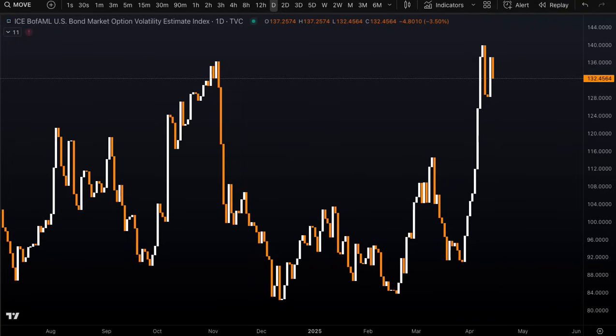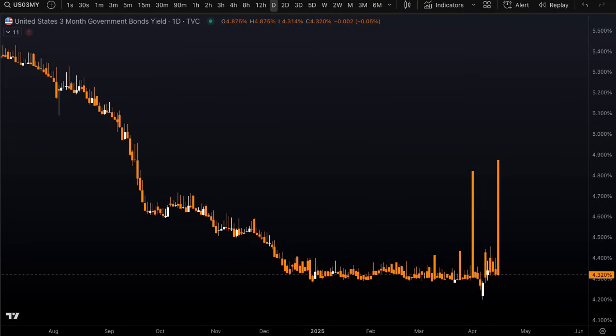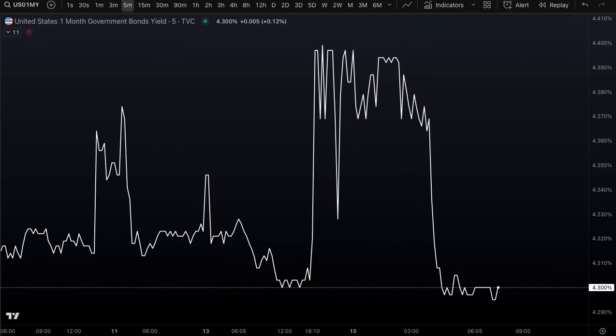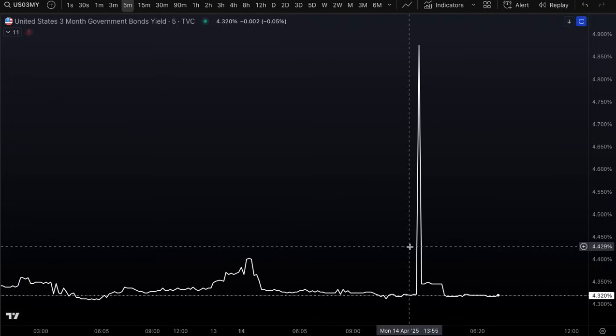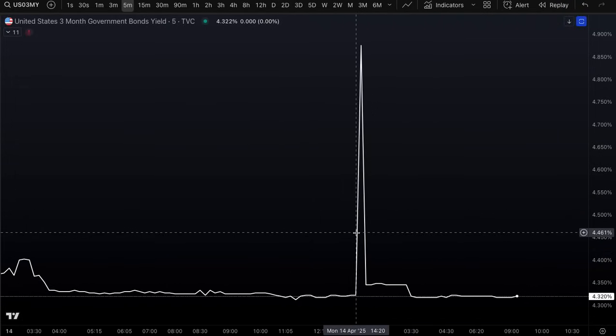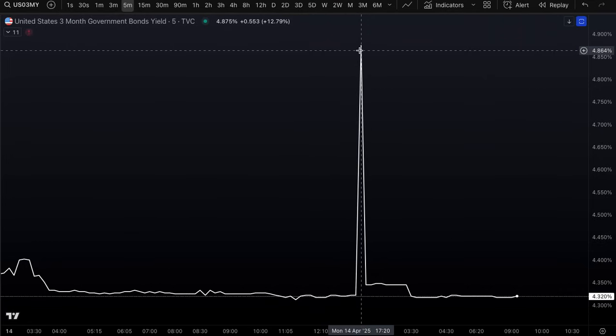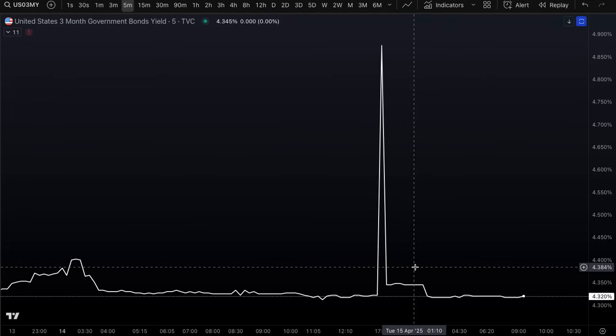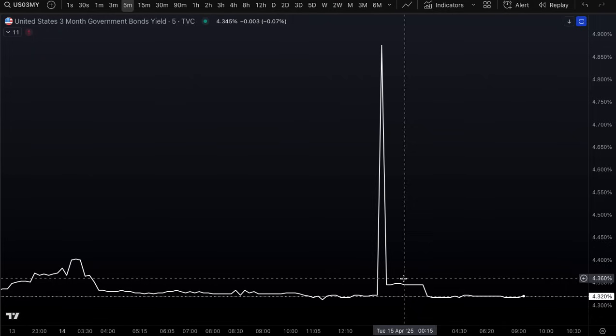And I don't know if this was a data error. Maybe someone in the comments can leave a comment. We saw this crazy move in the 3-month yield. So this was yesterday, last night for Pacific time. We saw the 3-month yield run up by like 52 basis points, basically two Fed hikes, two 25 basis point rate hikes.